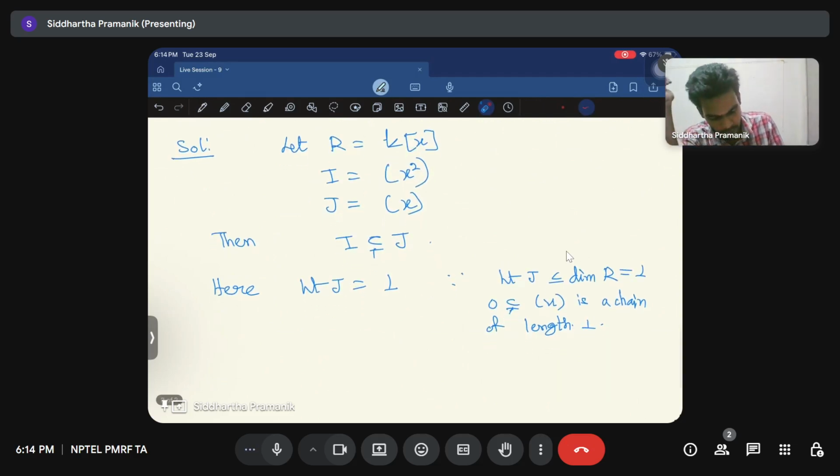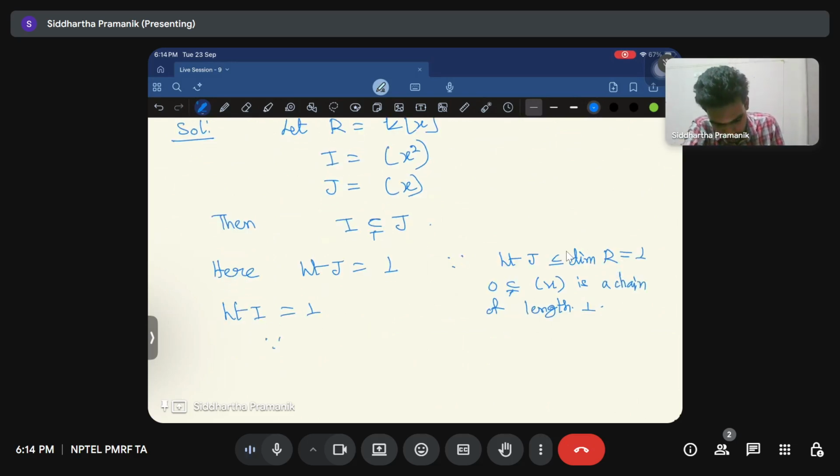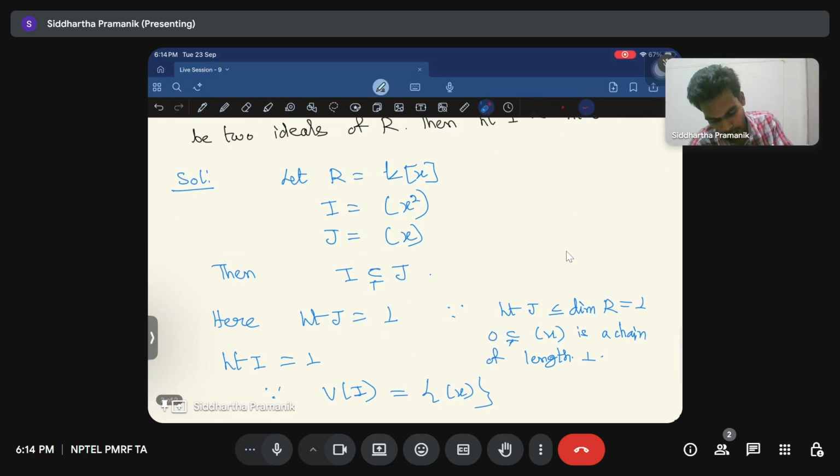So similarly, height of I is also 1 because again we can use the Krull's principal ideal theorem to x square, or we can directly do it by definition also. So because here V of I is just the prime ideal generated by x, we have only one ideal and height of this is 1. So height of I is also 1. So I is properly subset of J, but height of both ideals is 1. So this statement is false in general.